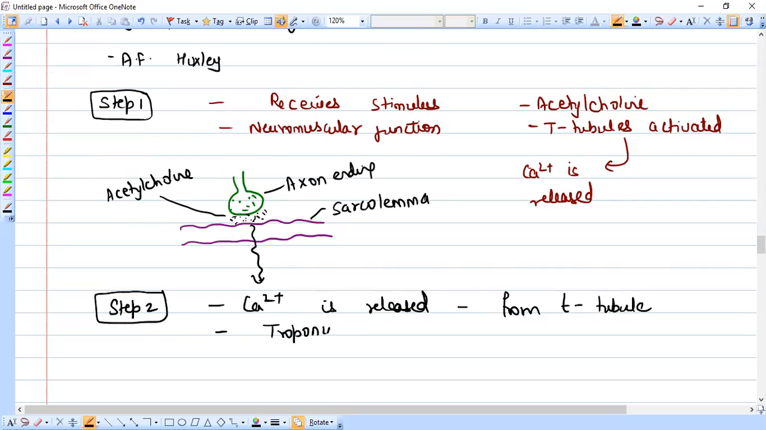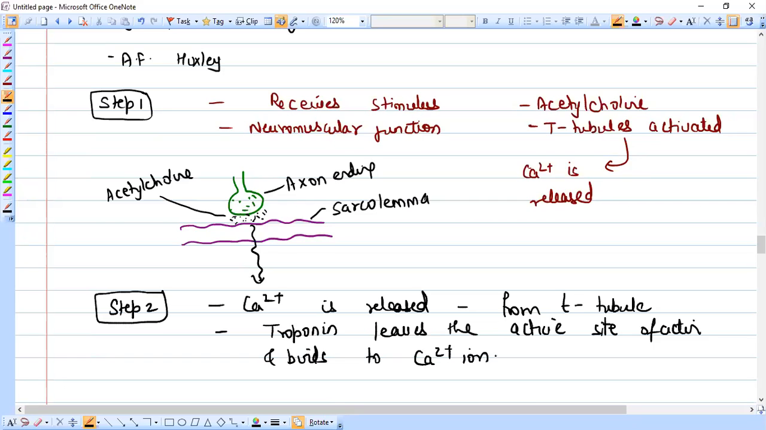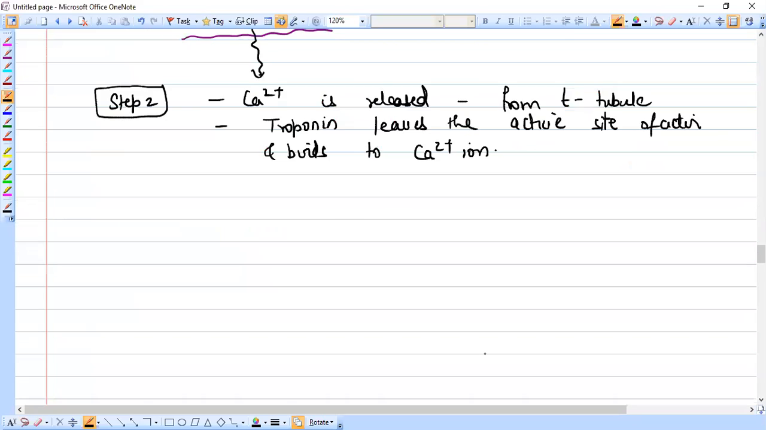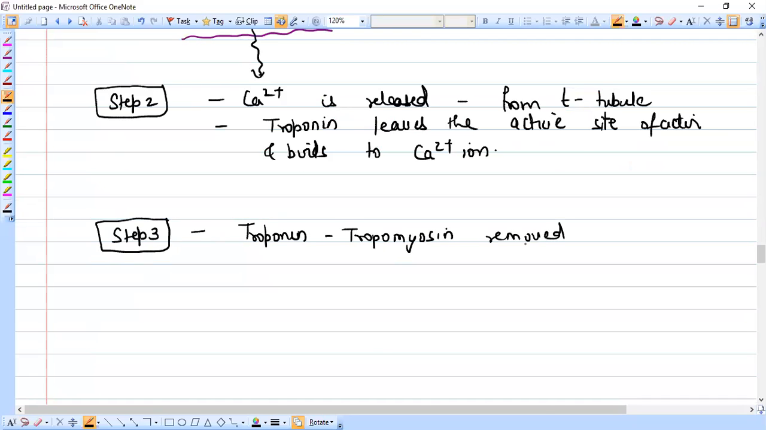Troponin leaves the active site of actin and binds to calcium ion. And once it binds to the calcium ion, what happens? The active site is now free. And once the active site is free, what will happen? Step number 3. What will happen in step 3? We can say that now troponin and tropomyosin is removed.